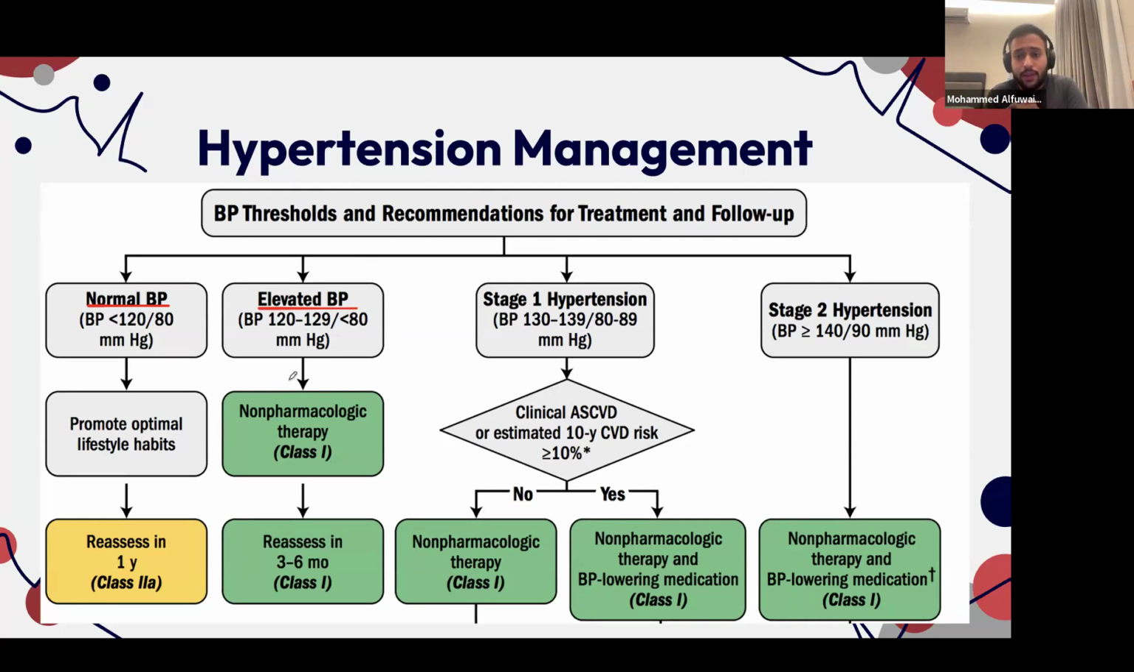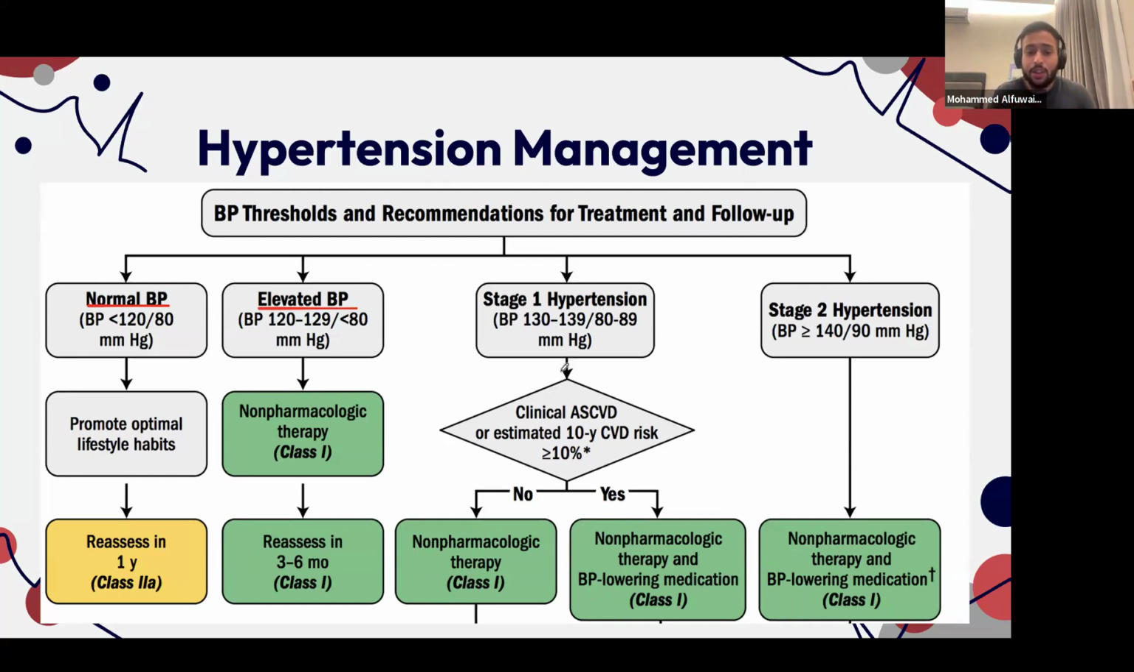You lose weight, okay? And basically, there's something called a low-salt diet or something called a DASH diet that you can give to these patients. The most important thing is lose weight, okay? This is non-pharmacologic therapy, okay? And you reassess them. This is for elevated blood pressure, not hypertension, which is above 130 over 80, okay?